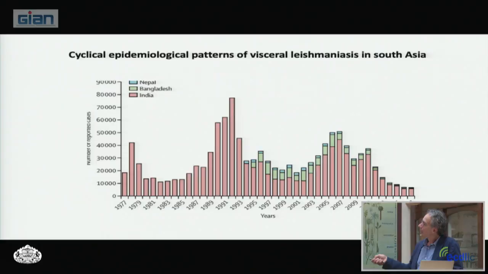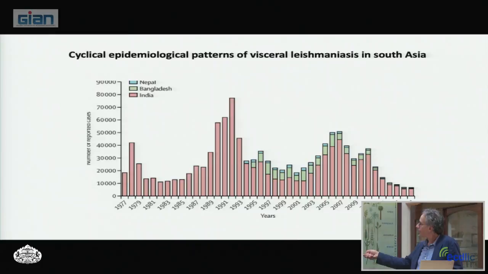And it shows this cyclical pattern of infection, with 12 or 13, 14 years between cycles. The cyclical pattern is not understood, but keep it in mind, it's very interesting. So here we are in a trough, in 2017.